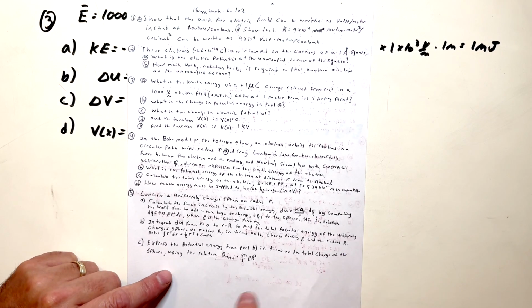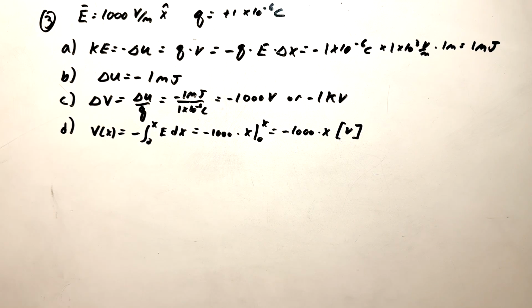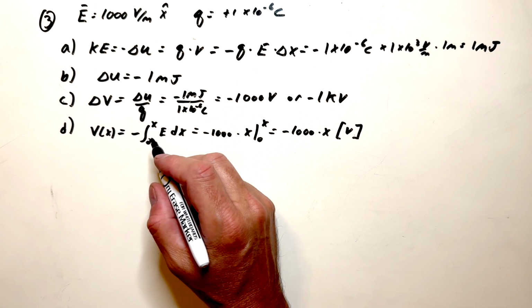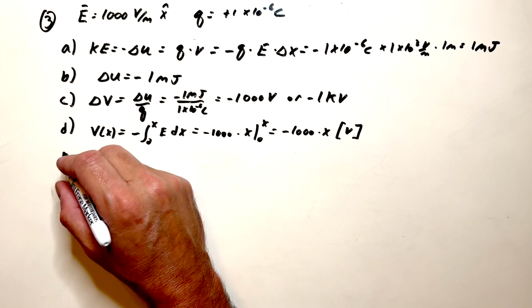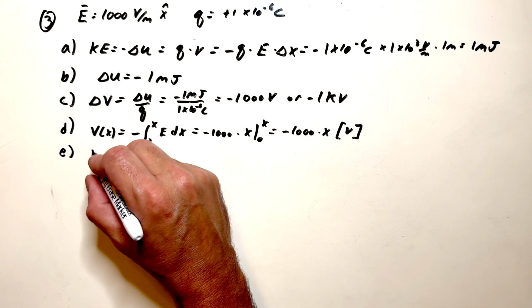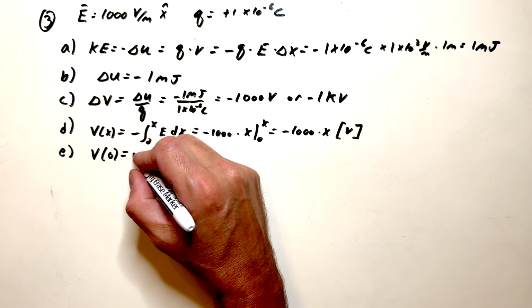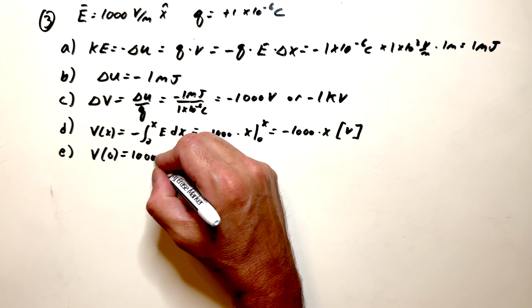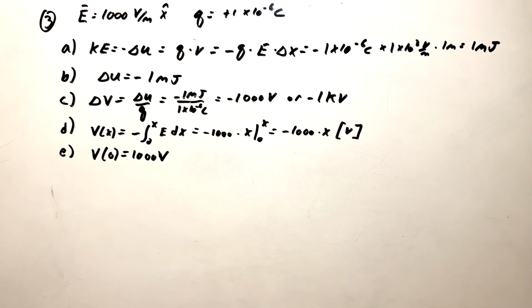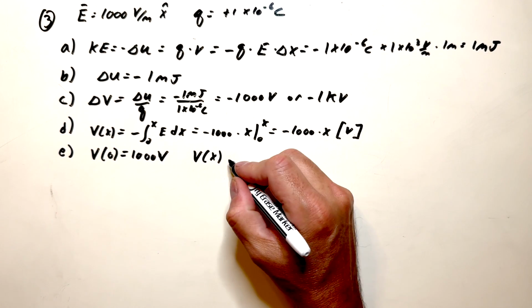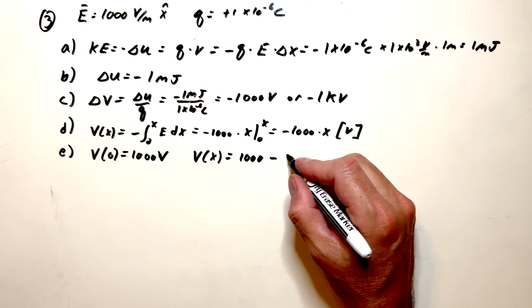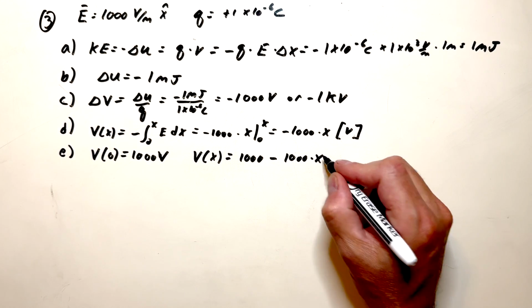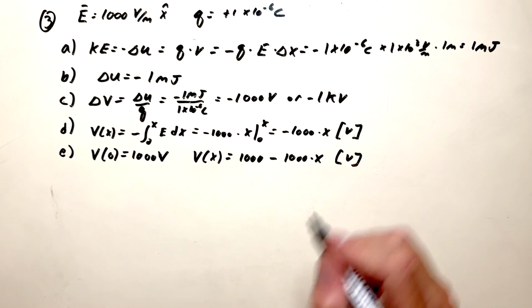Okay. Find the function V of x if V of 0 is equal to 1 kilovolt. So now we're basically going to replace this 0 with 1 kilovolt. And so V of 0 is equal to 1,000 volts. That's a kilovolt. Then V of x will become 1,000 minus 1,000 times x, also in volts.